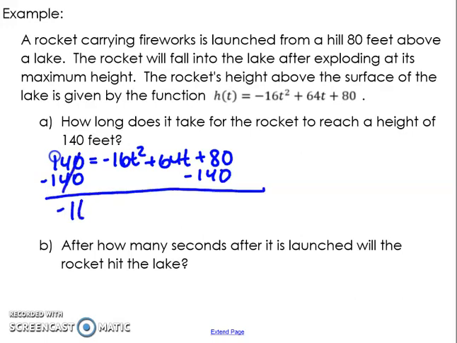So we end up with negative 16t squared plus 64t minus 60 equals 0. So from here, you can try to factor it. You would pull out a GCF and then try to factor from there. Or if you're not great at factoring or you don't want to try to think about what multiplies to what, you can use your quadratic formula.